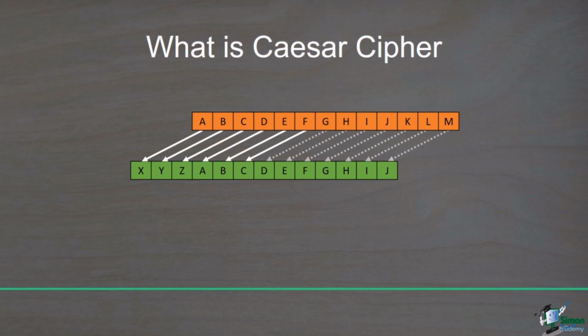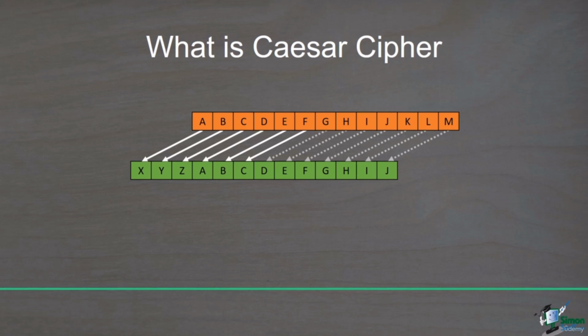For example, suppose that the key of the encryption is 3. It means that each letter is replaced by the letter 3 positions to the left. For example, D is replaced by A, because if you start from D and go left 3 steps, you reach A. Also, E will be replaced by B.